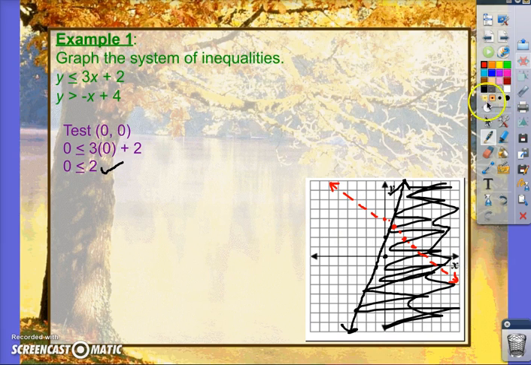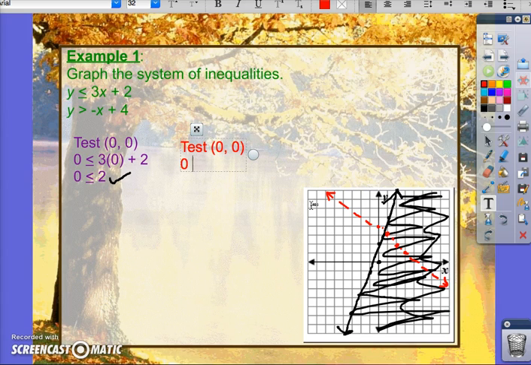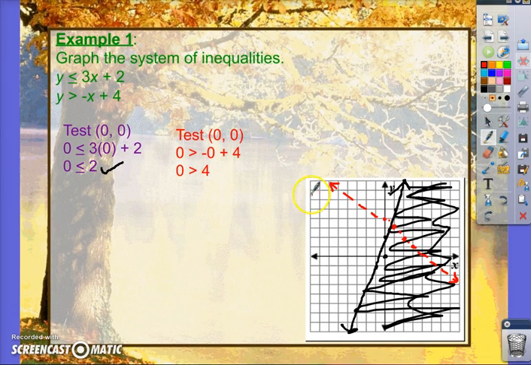And once again, I can test 0, 0. 0, 0 once again lies below the line. It's not on the line. It's 0 greater than negative 0 plus 4, which is 0 greater than 4. 0 greater than 4 is false. So I don't shade where 0, 0 is, which is below the line. I shade above. Now be careful with this because you have to make sure you're focusing on the correct line to see where to shade.